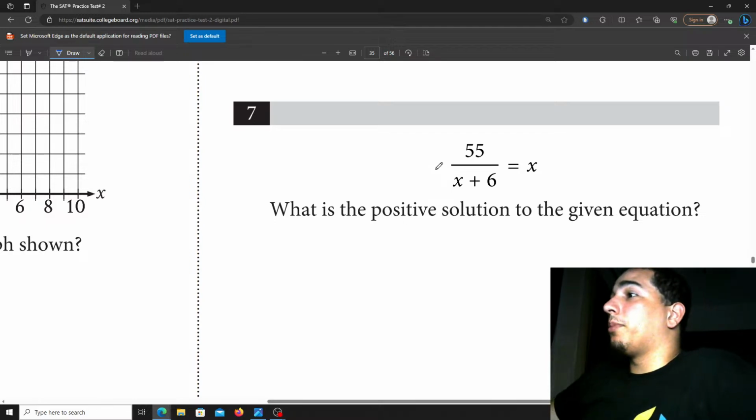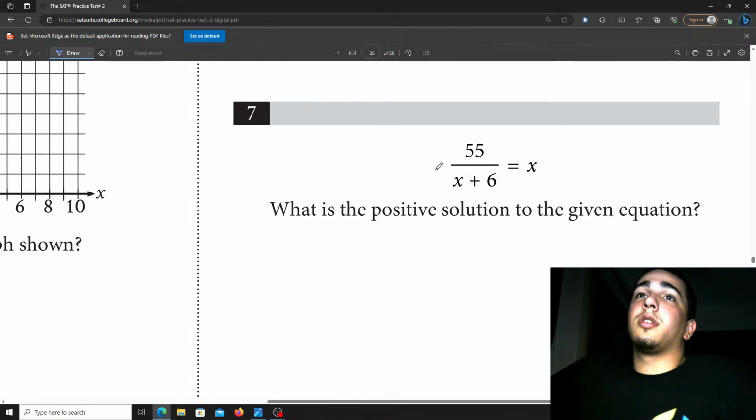So now we're working on number 7. So try number 7 on your own and put the answer into the chat.